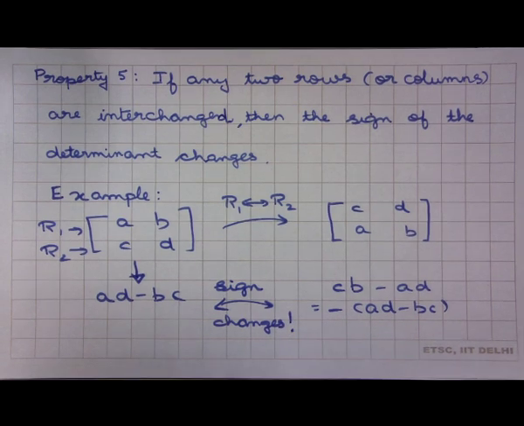So, if we interchange two rows, or we could equally do it for columns, we could do it for a 2 by 2 matrix as we have seen here, we could do it for a 3 by 3, 4 by 4, in general for an n by n matrix. We have just verified it here, but more formally it can be said that if you interchange two rows or columns, then the sign of the determinant is going to change. The absolute value will be the same, but the sign will change. So, this is property 5.